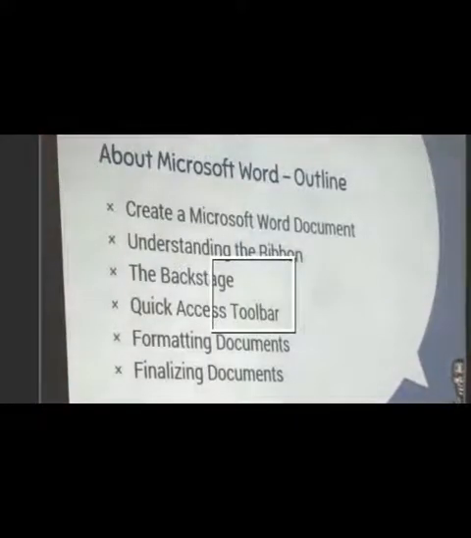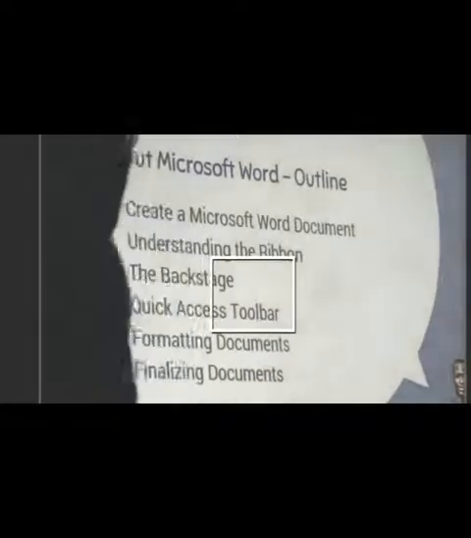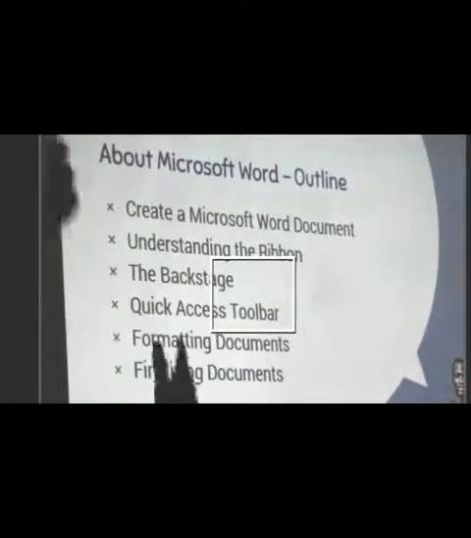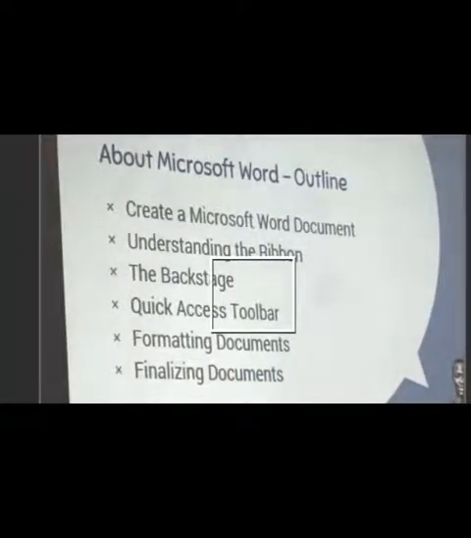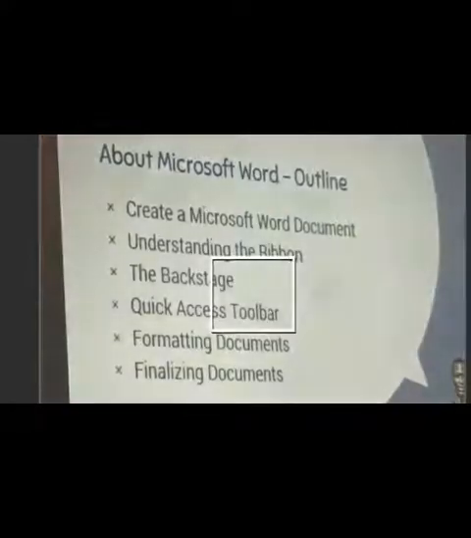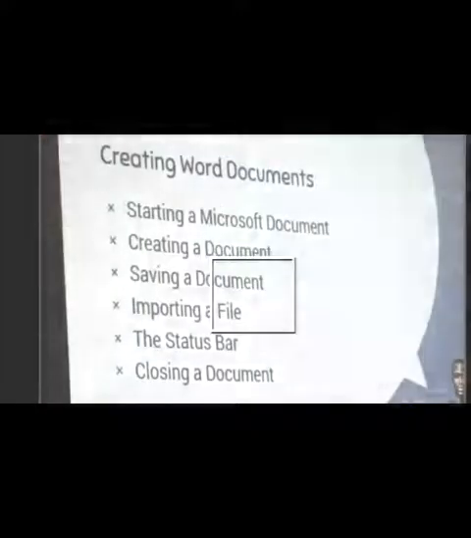So in this course now, I'll be showing you how to create documents. Then you understand the ribbon, just like we did for Outlook. I'll show you the ribbon and what they do, and then the backstage, the quick access toolbar, formatting your document, and then how to finalize your document. So I'll just quickly take you through all of that now. We start with the first one. How do you create documents in Word? So this is Word, this is the way it is, basically.